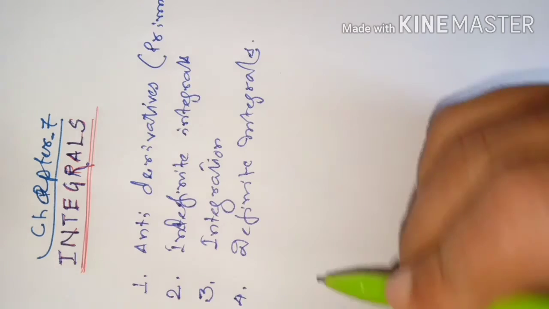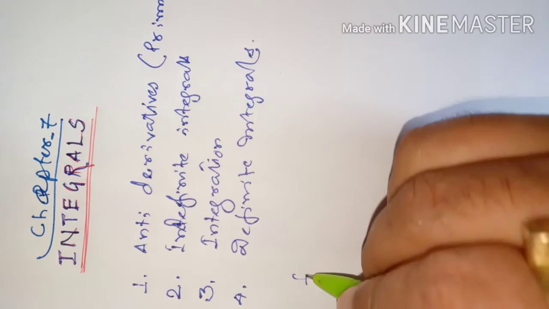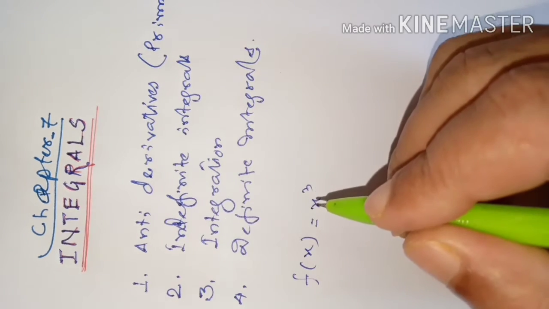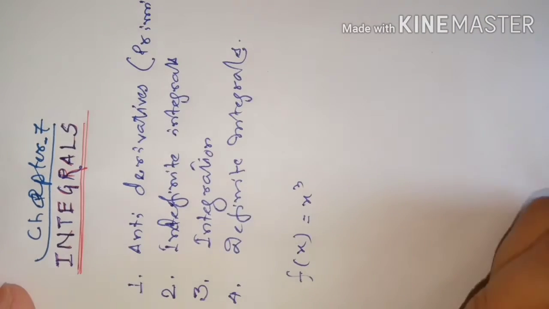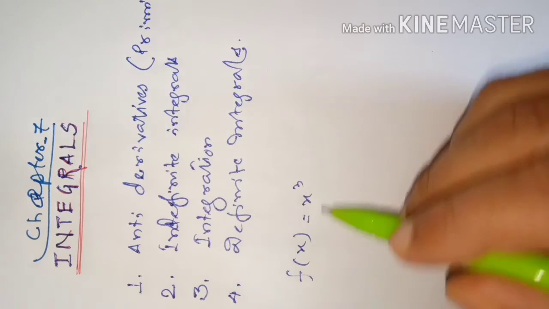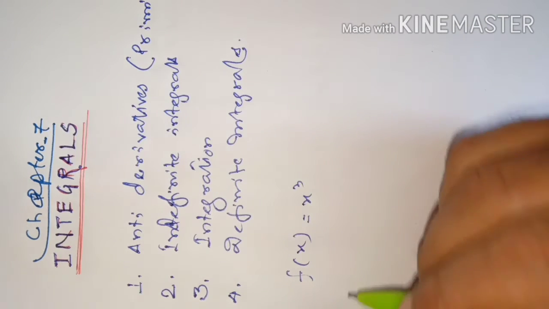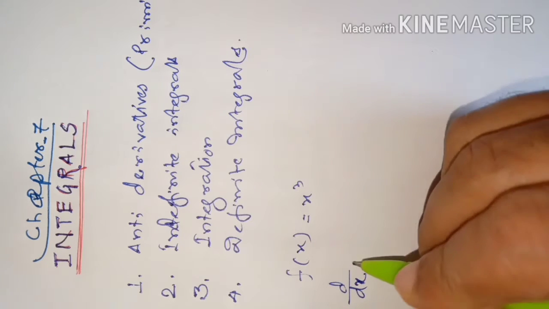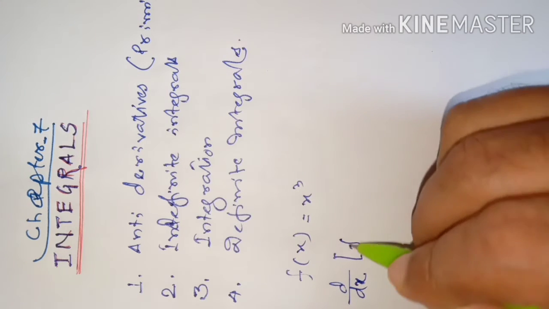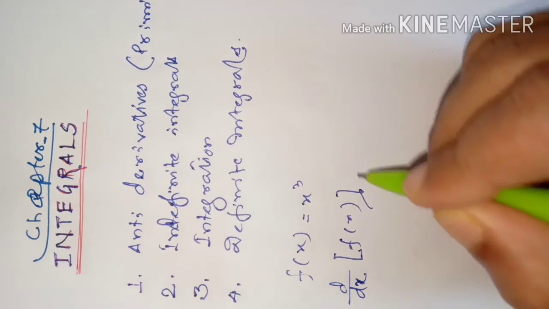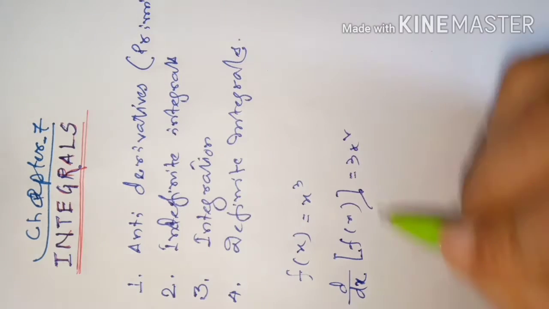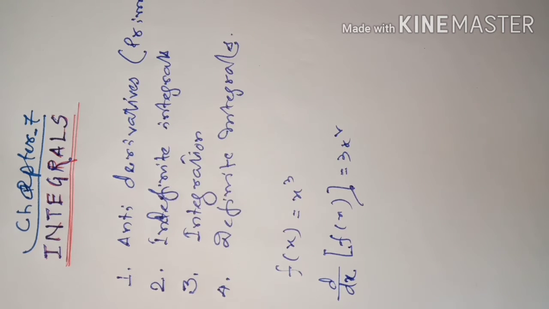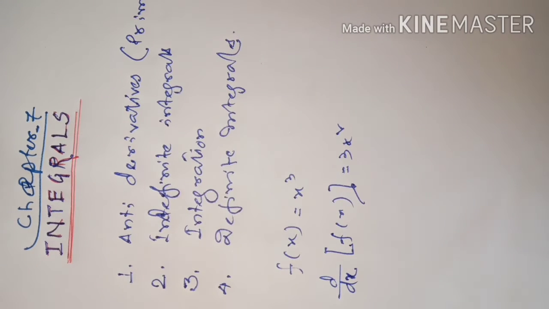Okay, dear students. Suppose you have a function f of x that is equal to x cube. This is the function. Now if we take its derivative, that is d by dx of f of x, we get 3x square. Now look at their graphs, dear students.